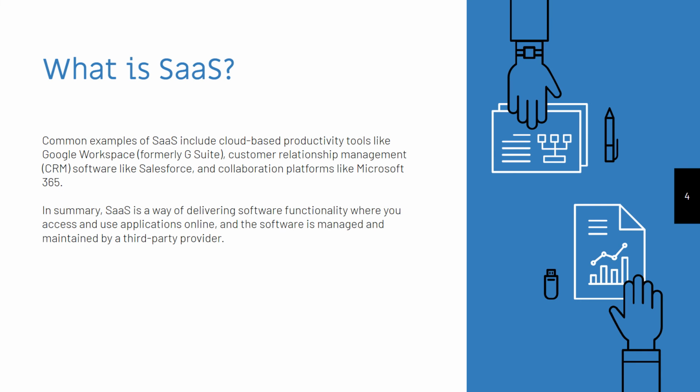In summary, SaaS is a way of delivering software functionality where you access and use applications online, and the software is managed and maintained by a third-party provider.